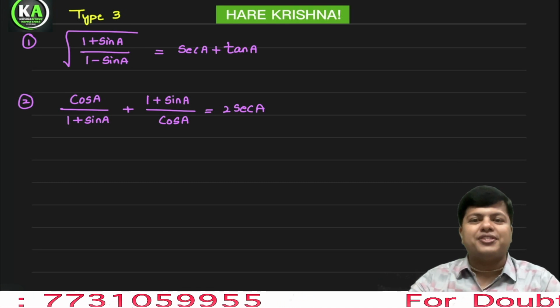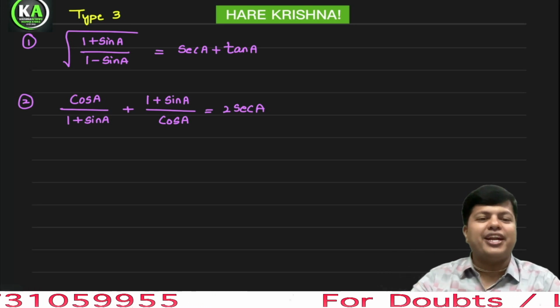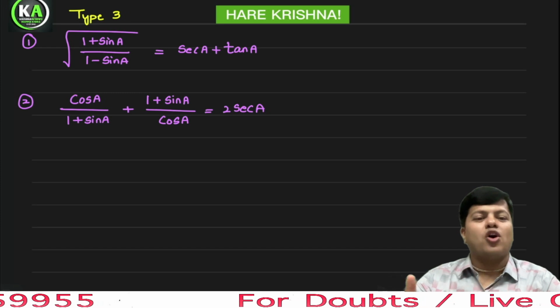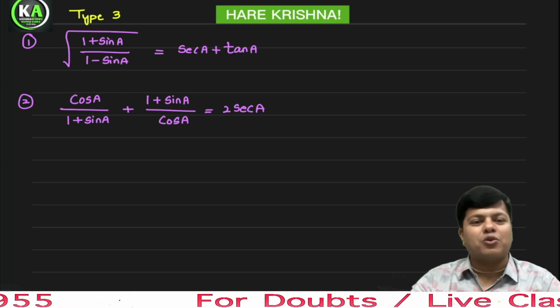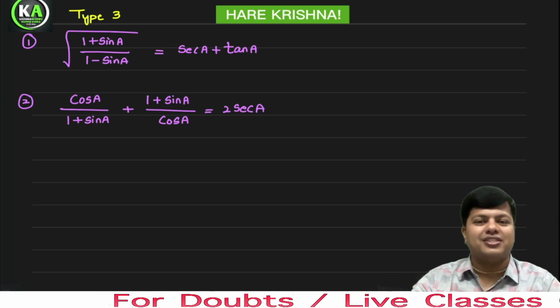Prove that questions. Type 3 is conjugate. Whenever you see in the denominator 1 plus sin A, 1 minus sin A, or 1 plus cos A, 1 minus cos A, please do rationalize and solve. You will get the answer.